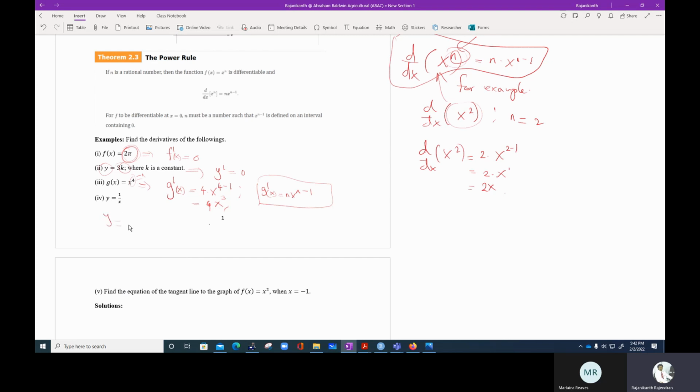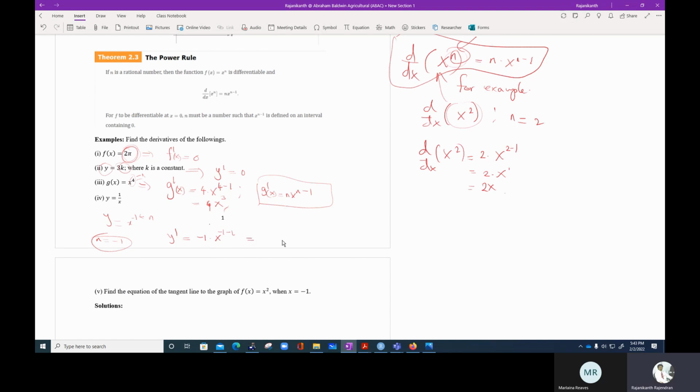Remember, 1 over x could be written as x to the power negative 1, using the exponent property you learned in high school. Now here n is negative 1. If I use the power rule, y prime is nothing but negative 1 times x to the negative 1 minus 1. Here n is negative 1. Remember, n could be any number, no problem.